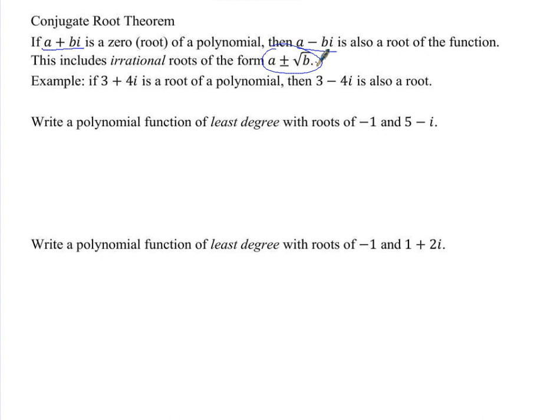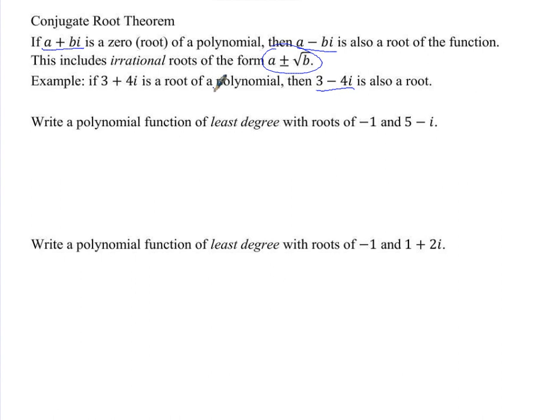So if I tell you 3 plus 4i is a root of a polynomial, then that means that 3 minus 4i must also be a root because of the conjugate root theorem. If you think about it, on all these problems that we were solving for x and we wound up with imaginary solutions, how many did we find each time? 2. There's always a pair of imaginary solutions. So if you got one, then you know that there's another one also, because they come in pairs.